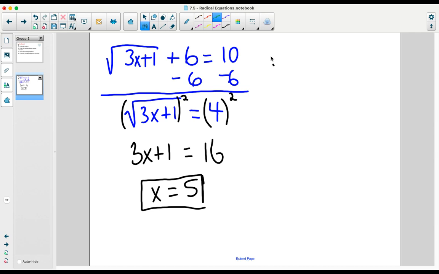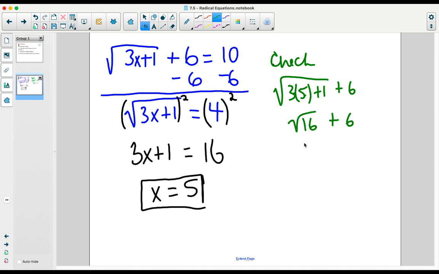So over here, we're going to check our work, and we're going to do that by substituting 5 in where the x is. So we have 3 times 5 plus 1 plus 6. 3 times 5 is 15, plus 1 is 16. The square root of 16 is 4, plus 6 is equal to 10, and that checks out. So the squaring process did not introduce any extraneous solutions. We know our work here is good, and we have our one solution, x is equal to 5.